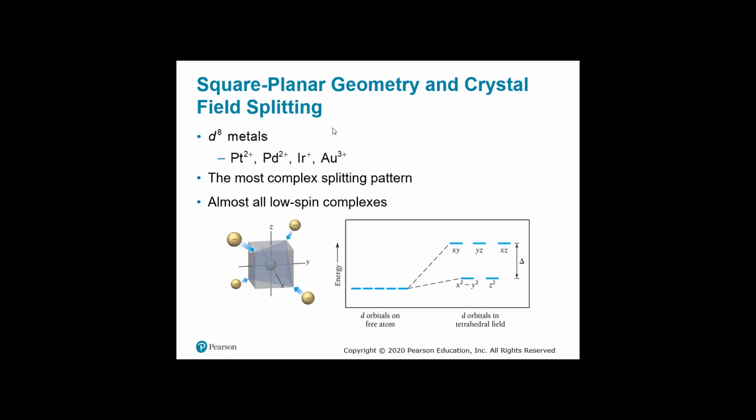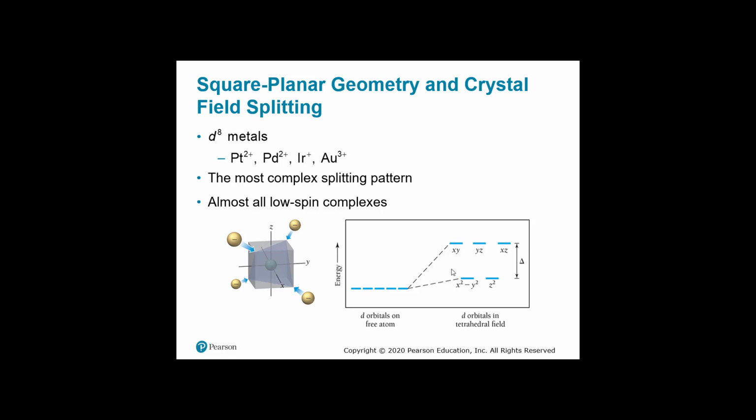Okay, so square planar tends to have d8 metal ions, and that would be platinum, palladium, iridium, and gold, gold 3 plus. That's why it says the most complex splitting, because it looks like a high-rise building. It goes up this way instead of across. I apologize for not catching this. I try to catch everything, but it's always when I record or get an exam out that I notice a mistake, even though I've checked millions of times.